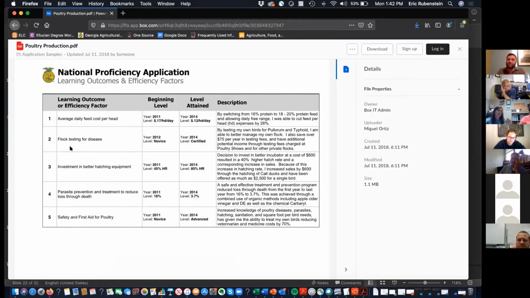So you want to make sure that however you word that learning outcome or efficiency factor, it's worded in a way that we can actually see a calculated, measurable level or value that we're going to be able to use. A lot of times, a numerical value is going to carry a lot more weight than a qualitative value or a word value. So definitely think about how you're going to write those as well.